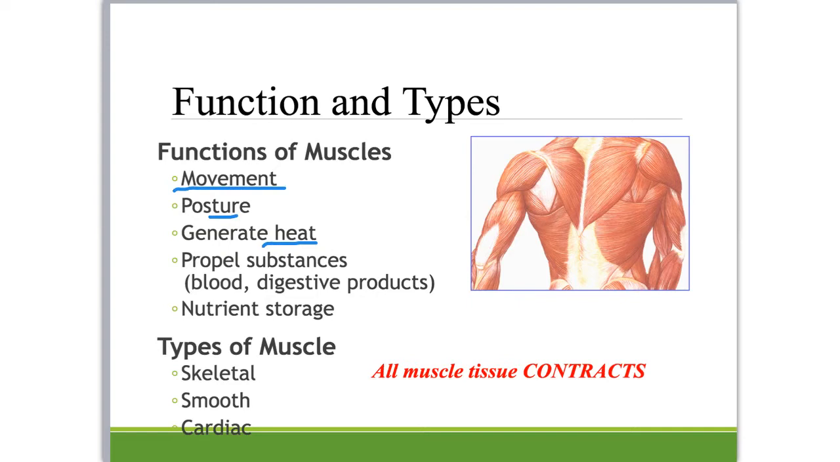Muscles also move things around the body. They propel substances like blood through blood vessels and the things that we have eaten for lunch through our digestive system from the mouth at the top to the anus at the end. And so they're very important to keeping everything going where it's supposed to go.